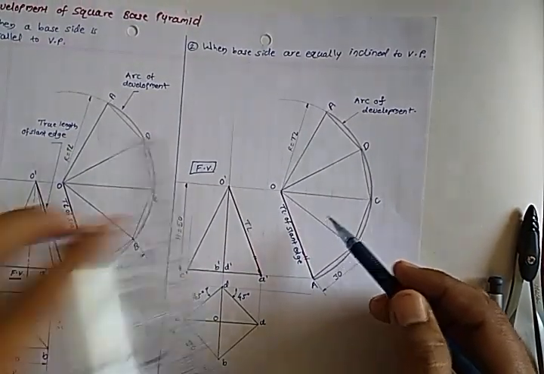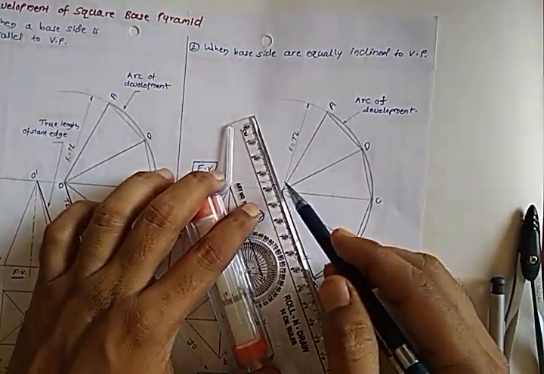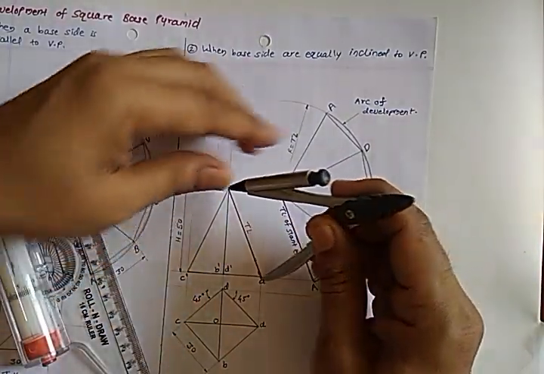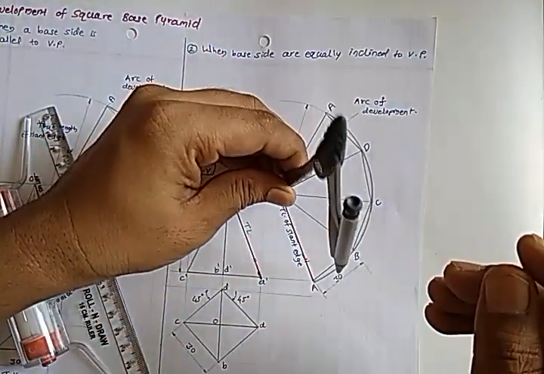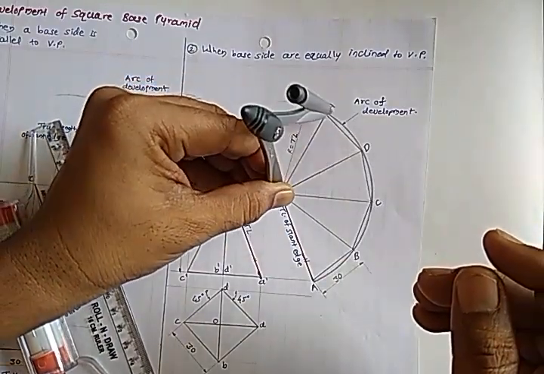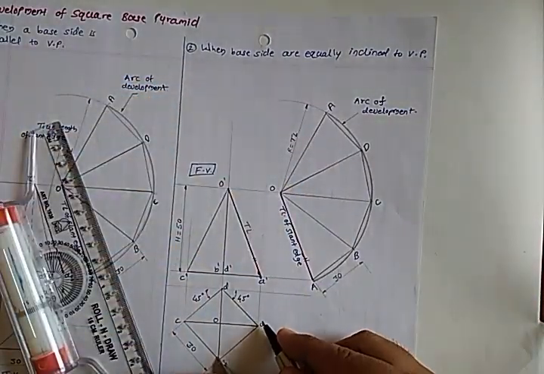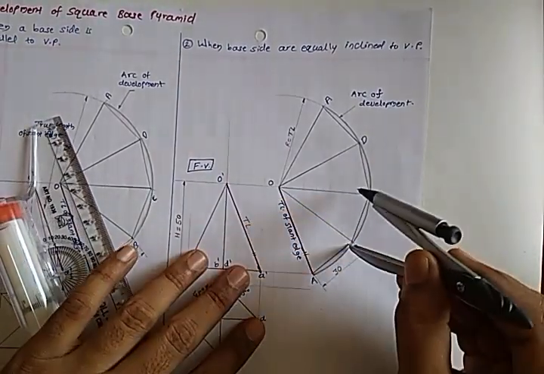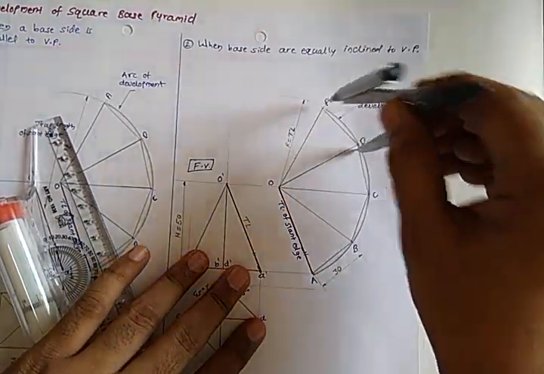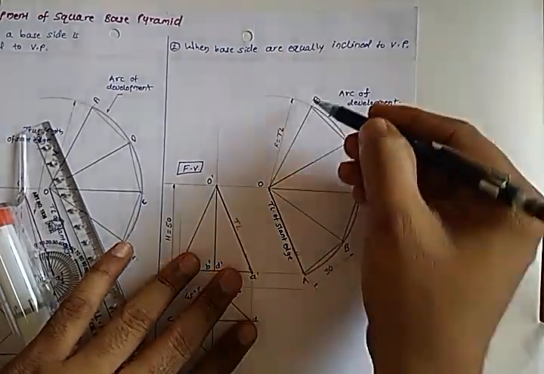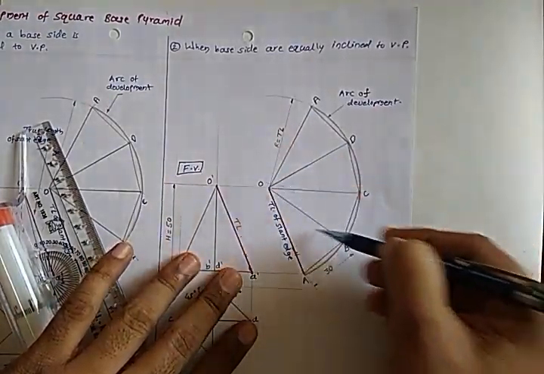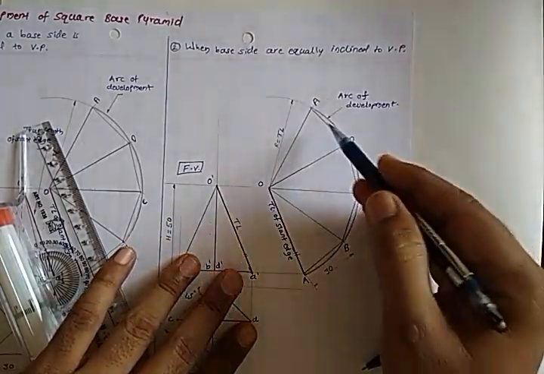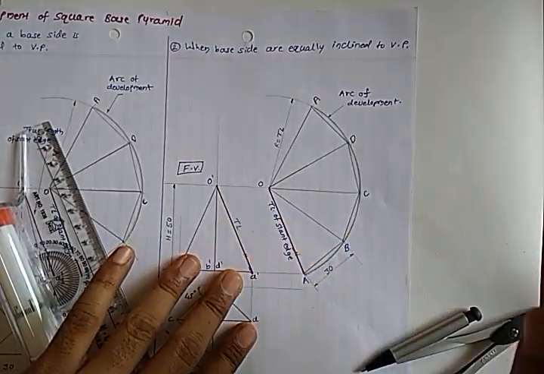Similarly, you need to transfer this true length. Draw a parallel line, take O dash to A dash as a radius, and draw one major arc. Then take a radius of 30 mm, take any one point on the arc and draw 4 small arcs on it. Then join all the points with O, A with B, B with C, C with D. So this is the developed surface of the square pyramid.